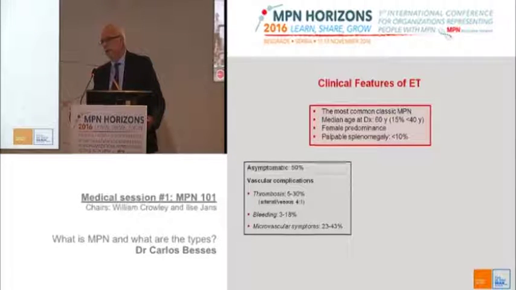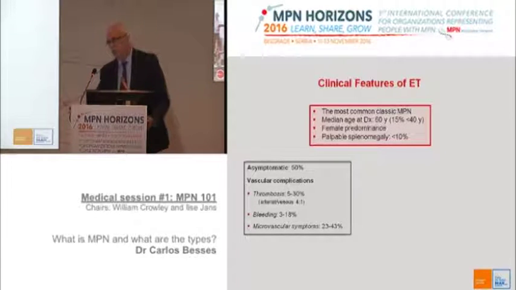Thrombosis is a complication, the main cause of morbidity and mortality in this disease. Arterial thrombosis is much more frequent than venous thrombosis and involves mainly the central nervous system. Bleeding is not as frequent as thrombosis.